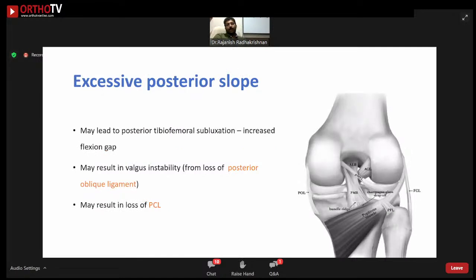What happens when you give an excessive posterior slope? If you are going to do a CR knee and you increase the posterior slope, that may cut the PCL and you will have to convert to a PS knee. In PS knees, if you give more, that can lead to a posterior tibiofemoral subluxation, and increase if there is an increased flexion gap. It may result in valgus deformity if you cut the POL, the posterior oblique ligament. That means when you give more posterior slope, there is a chance the posterior ligaments can get injured.